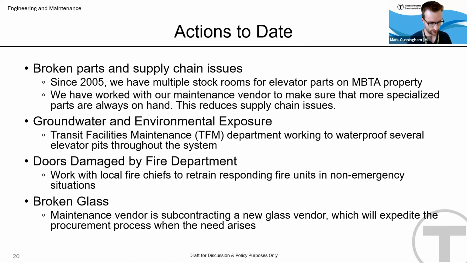So for actions to date, I mentioned on the previous slide working with the DOL to reduce reinspection time. We've taken some more actions to date already. The first is with regard to broken parts and supply chain issues. I'll say that since 2005, the MBTA has had multiple stock rooms on property, specifically for elevator and escalator parts. In the past year, we have worked with our maintenance vendor to make sure that more of these specialized parts are always on hand. This is with the goal of reducing supply chain issues so that we don't have to wait for any of our vendors to supply these parts to us.